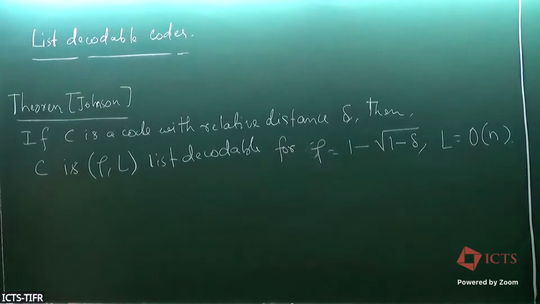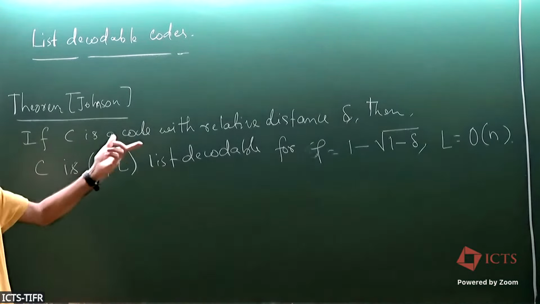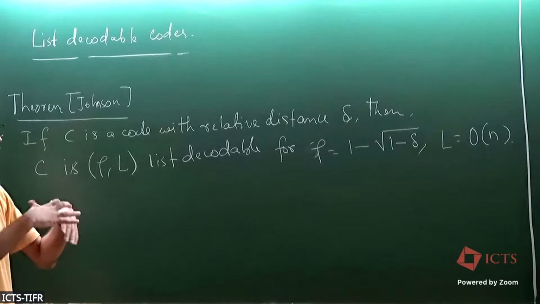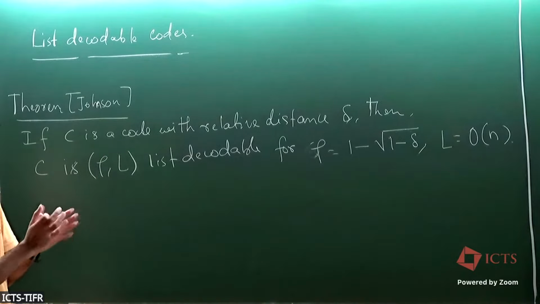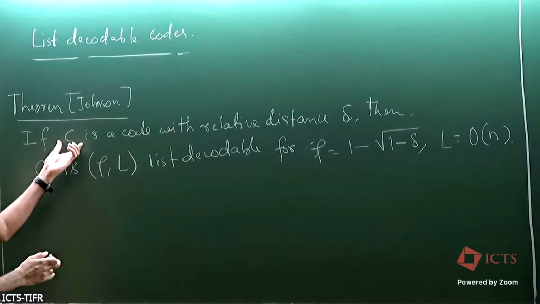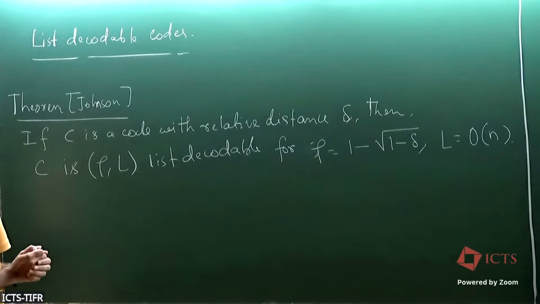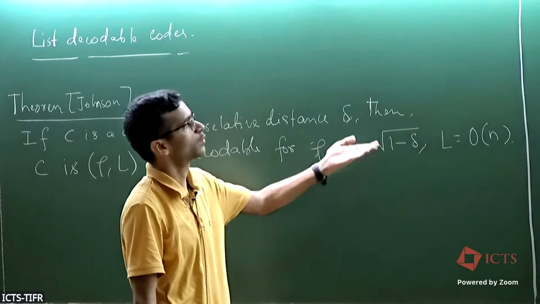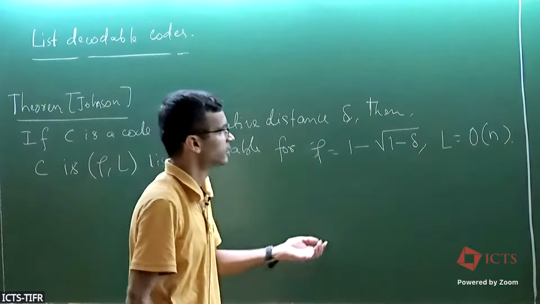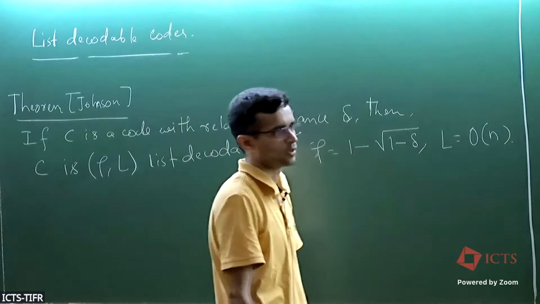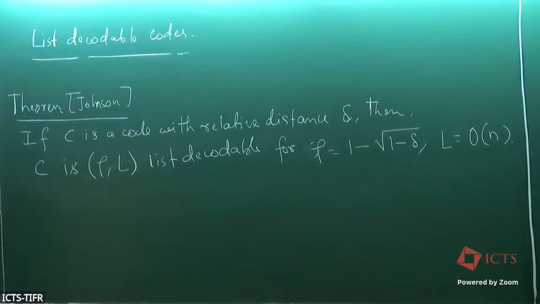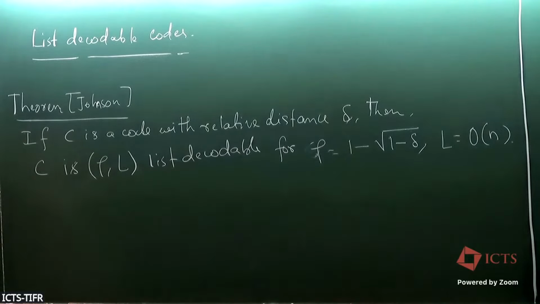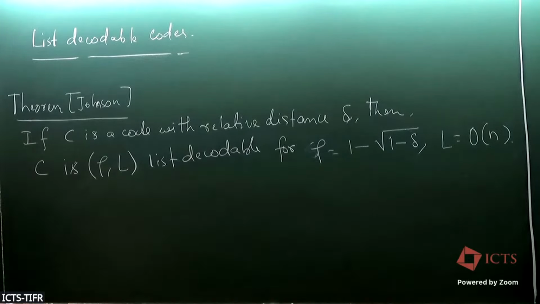Okay, so the distance of the code C is delta. It means if you look at balls of radius delta over 2 around any point, you are not going to see more than one code word. But this already tells you that even if you look at balls of radius 1 minus square root of 1 minus delta around any point, you're only going to see very few code words, some order n code words. There are various versions of this bound. There are alphabet aware variants of this bound that give slightly better bounds. But this is the version we are going to prove.